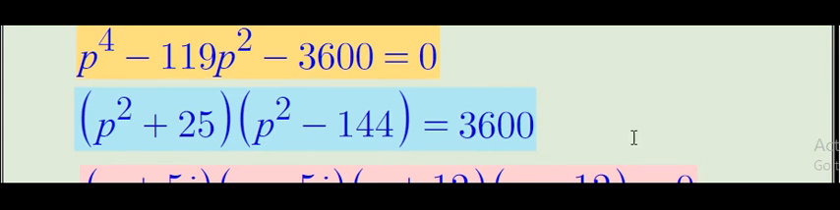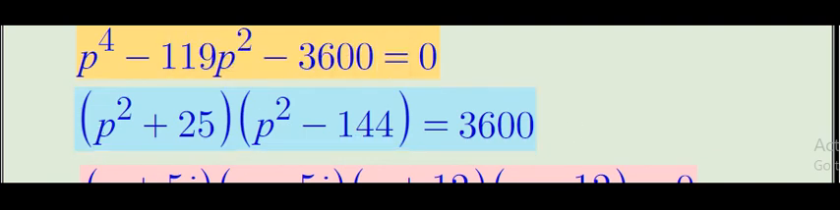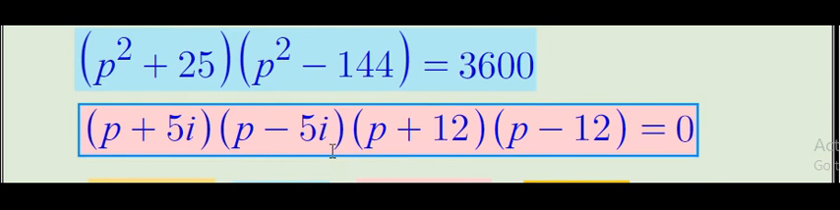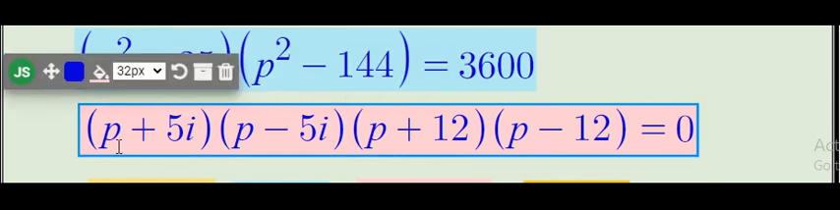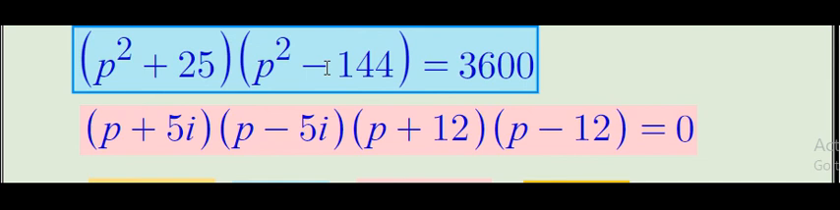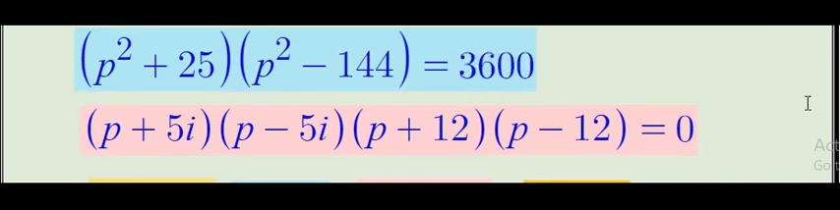But now we can do what we did yesterday. We can break down p squared plus 25. We can break down p squared minus 144. So remember, when it's positive, difference of perfect squares, we have to include the i. So we've got p plus 5i, p minus 5i. When we just do difference of perfect squares, we've got p plus 12, p minus 12 equals 0. So these are the 4 possible values for p.